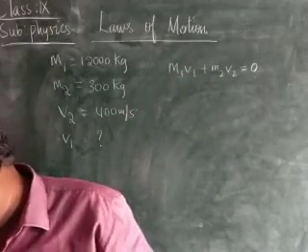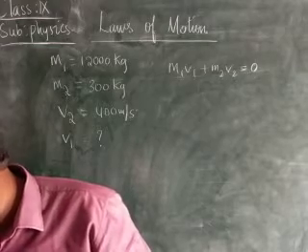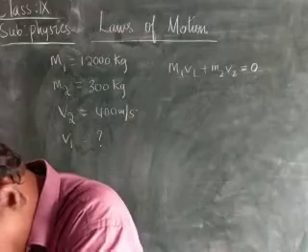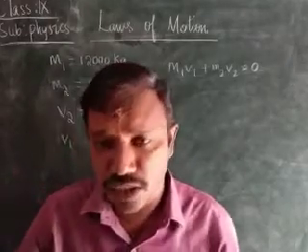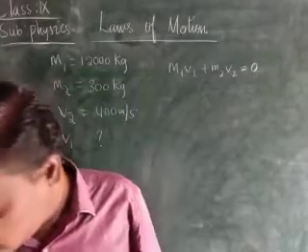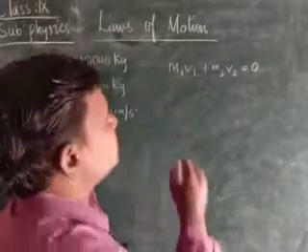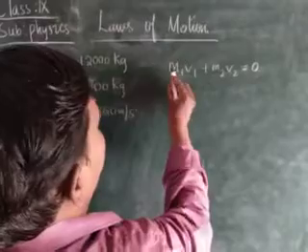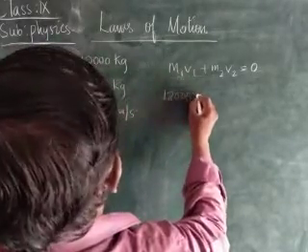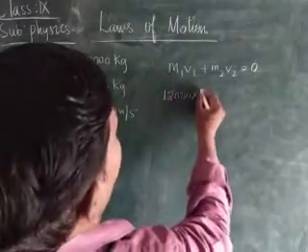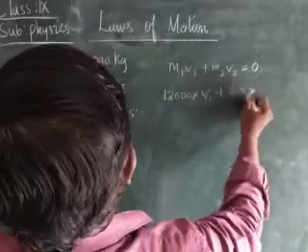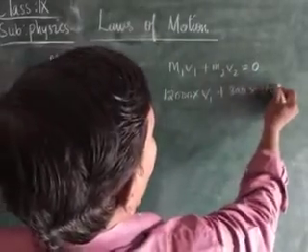Okay, now here the initial momentum of the system is 0. Initial momentum of the system is 0 and the final momentum is m1 v1 plus m2 v2 is equal to 0, children. Therefore, substituting these values, m1 is equal to 12,000 kg, 12,000 into v1, v1 we don't know, plus m2 is equal to 300 into v2 is equal to 400, children.